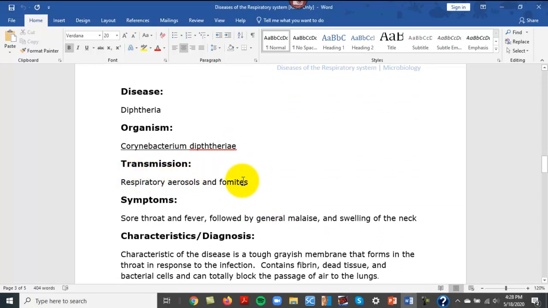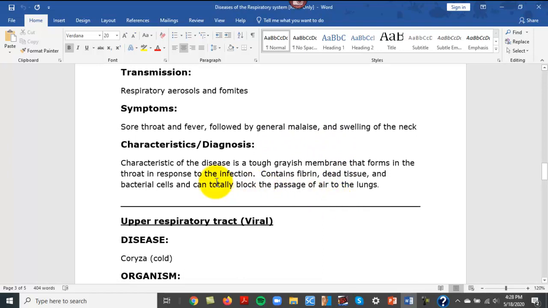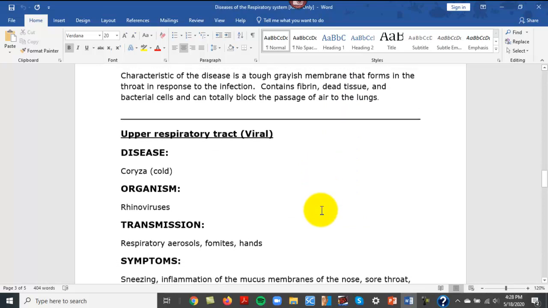Respiratory aerosols and fomites, sore throat, fever, followed by general malaise. Malaise is a weakened feeling, a person that feels sick, swelling in the neck. Characteristic of this is a tough grayish membrane that forms in the throat in response to the infection. So fibrin is actually what is found in blood clots, so it's tough stuff. And sometimes that can come loose, like it says there, it can block.